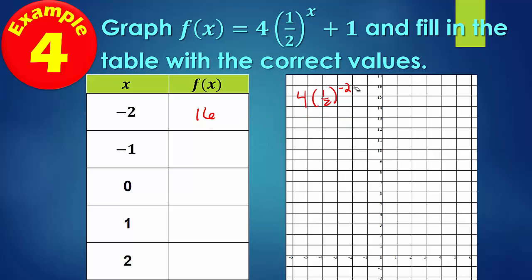Okay, and then just repeat. 4 times 1/2 to the negative 1, which would be 4 times 2 to the 1st power. 4 times 2, anything to the first power is just the number. 4 times 2 is 8. 4 times 1/2 to the 0 power, anything to the 0 power is just 1, so that's going to be 4. Now, you might notice a trend here. What's happening each time? We're dividing by 2. So if you realize that, you can just say, okay, so I'm basically cutting it in half. So 4 divided by 2 is 2. 2 divided by 2 is 1. You can finish it off that way.